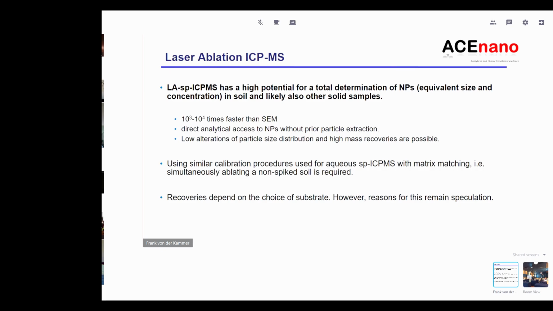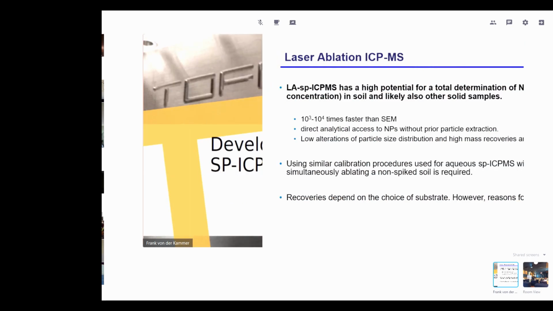We can use similar calibration procedures as for aqueous single particle ICP-MS with matrix matching, like simultaneous ablating of non-spiked soil, which covers then the matrix effects on the analysis. The recoveries still depend on the choice of the substrate. The reason is still not 100% known why this is the case. It has, of course, something to do with the binding energy between the particle and the surface of the matrix, but this still has to be explored. That's the reason why it's an innovation and not a standardization technique.